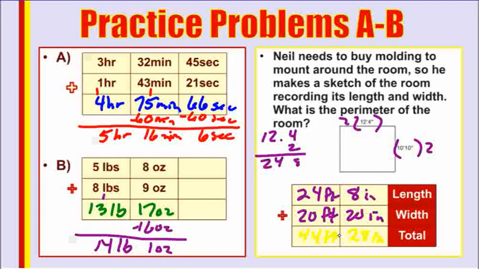But I know that there are 12 inches in 1 foot. There's 24 inches in 2 feet. So I can subtract 24 inches here, and I gain 2 feet. And so when I solve that, I would have 4 inches and 46 feet. So the total perimeter of his room is 46 feet, 4 inches.